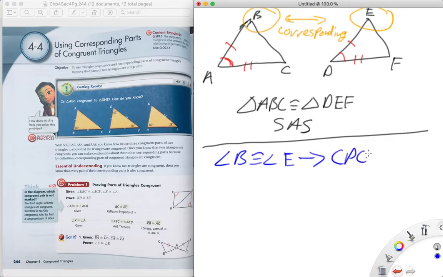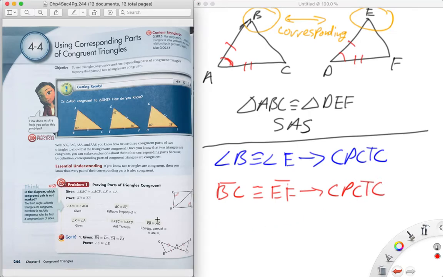I call it CPCTC for short: corresponding parts of congruent triangles are congruent. And it's used a lot with triangles and with quadrilaterals and other shapes to prove things congruent. I can also say side BC is congruent to side EF. Why? Since I already know that the triangles are congruent, any corresponding or matching or twin parts are congruent. CPCTC.